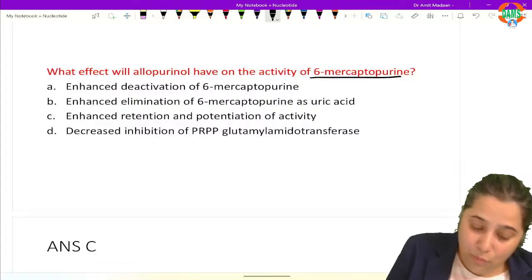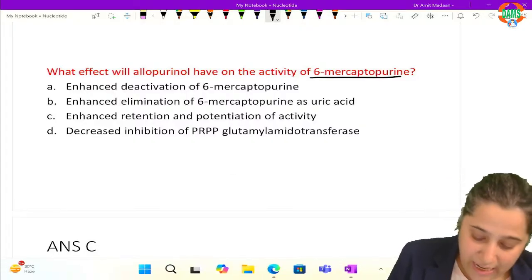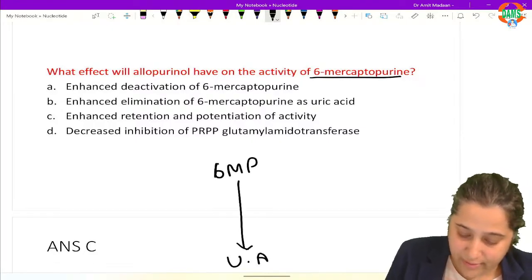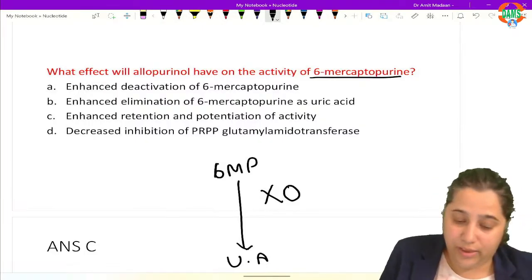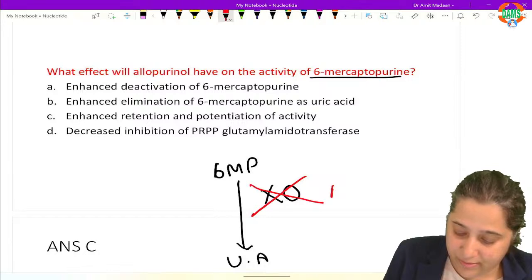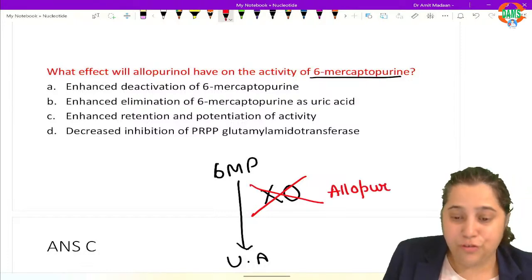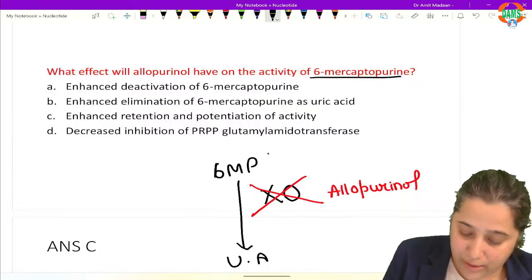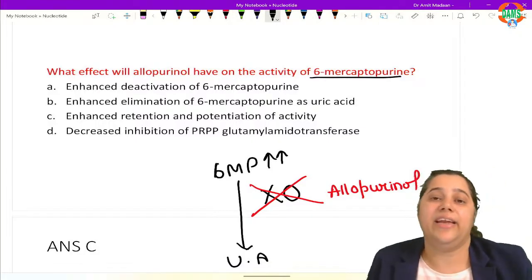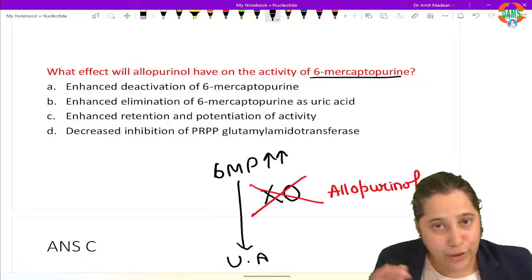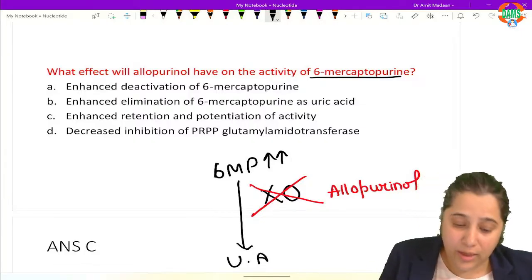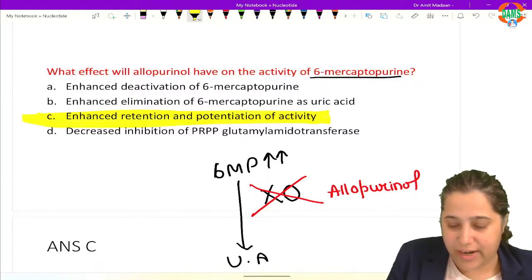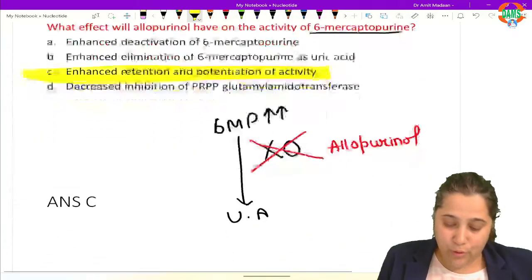See, what allopurinol will do, you have 6-mercaptopurine which is converted to uric acid by the enzyme xanthine oxidase. Allopurinol inhibits this enzyme. The mechanism is suicide enzyme inhibition, and 6-mercaptopurine will become now available as an anti-cancer drug. Earlier it was getting converted to uric acid, but after giving allopurinol, it is now having retention and potentiation of activity of 6-mercaptopurine.